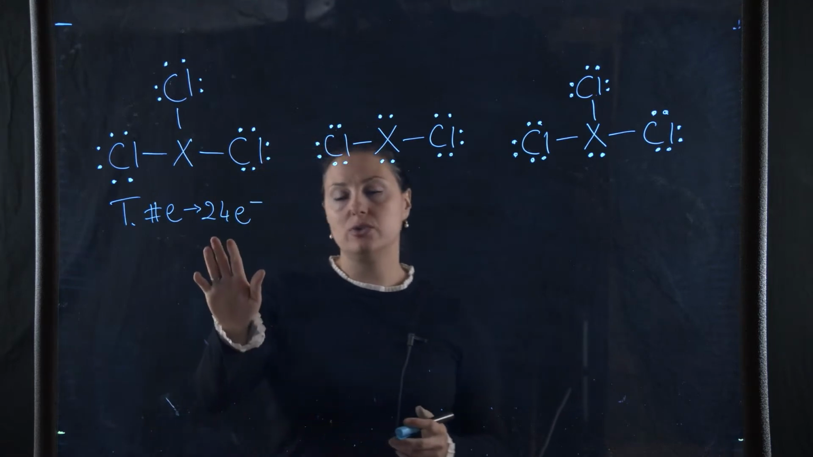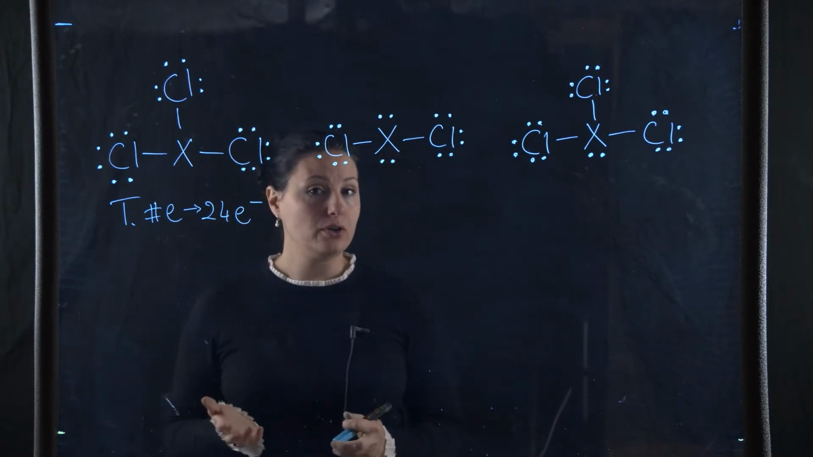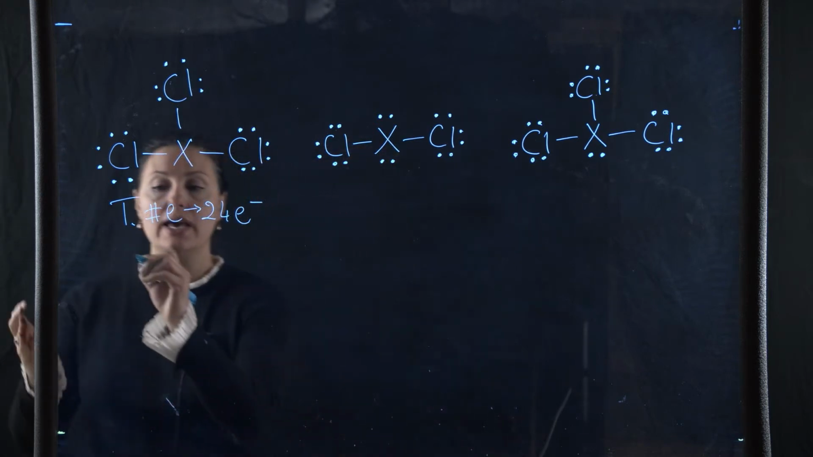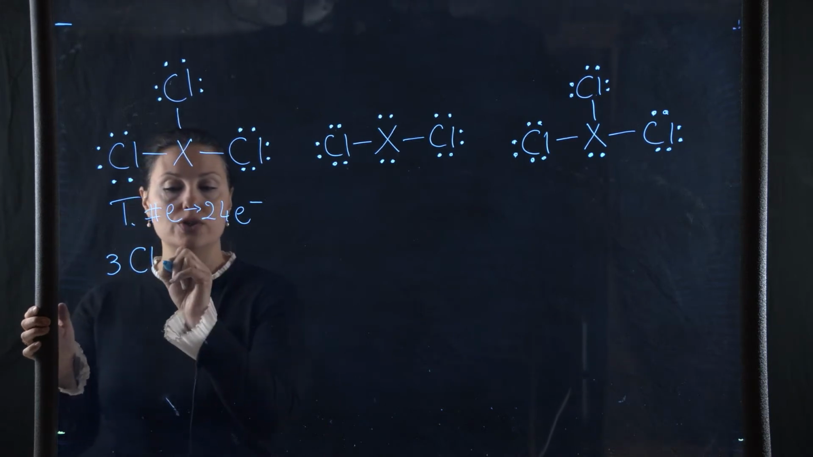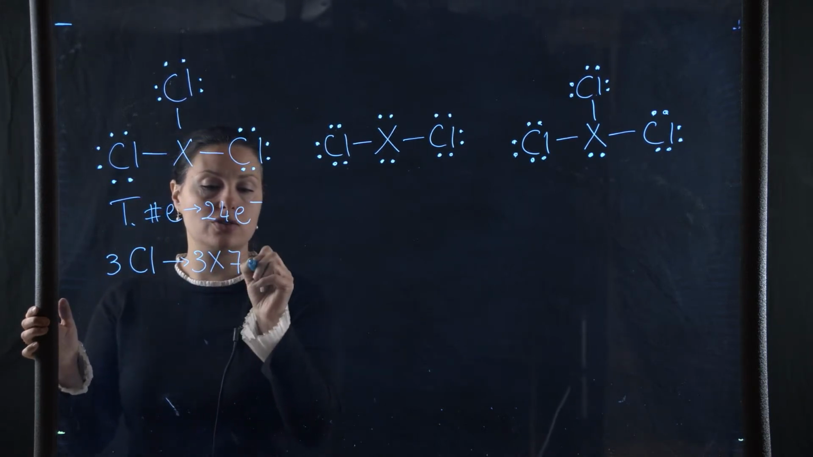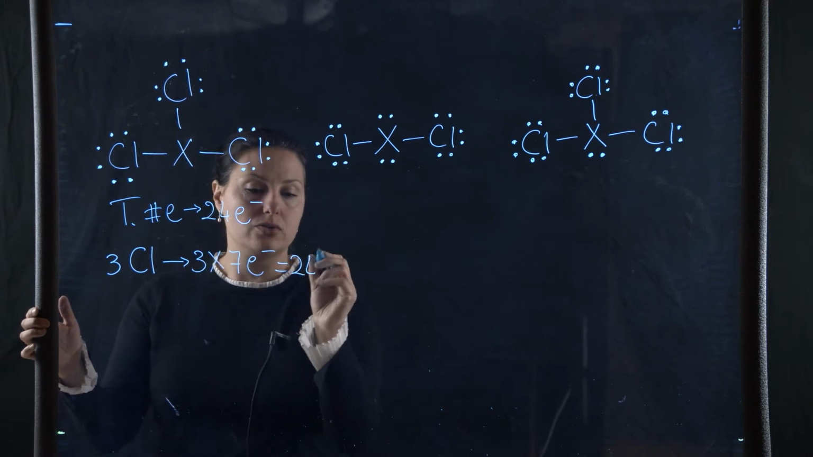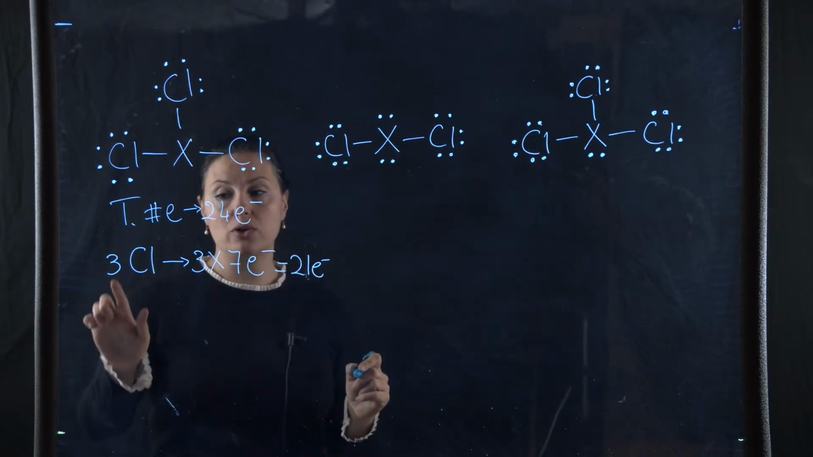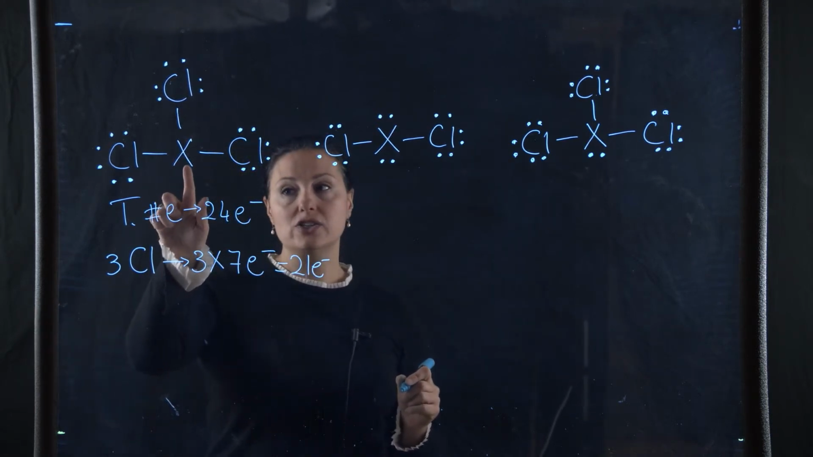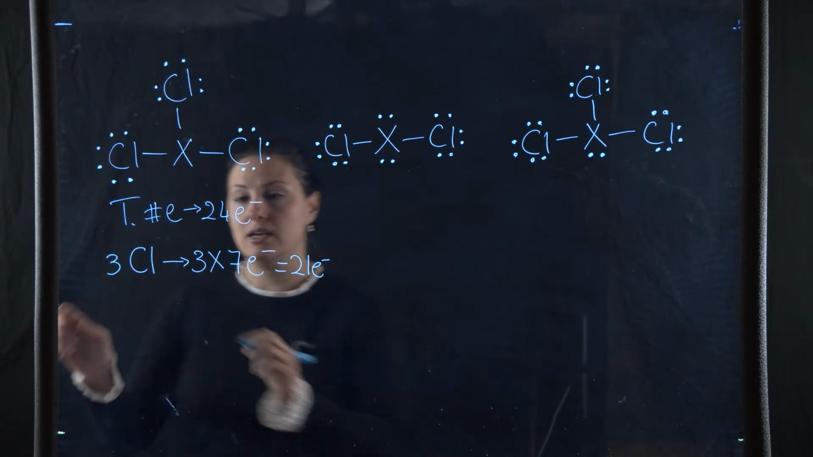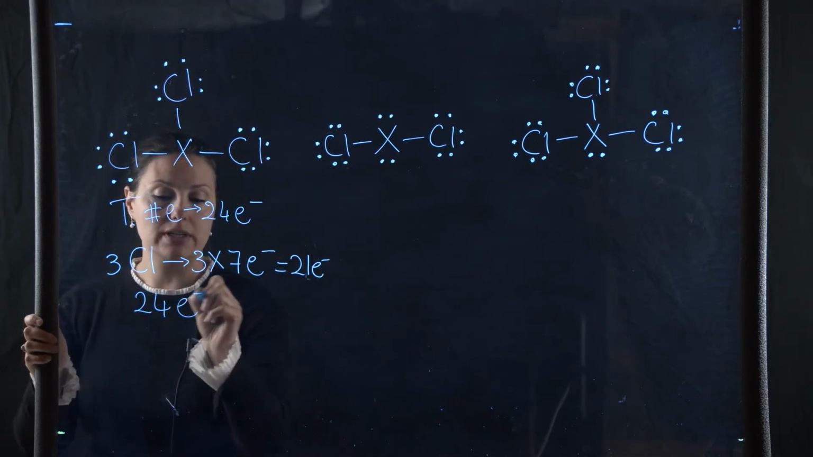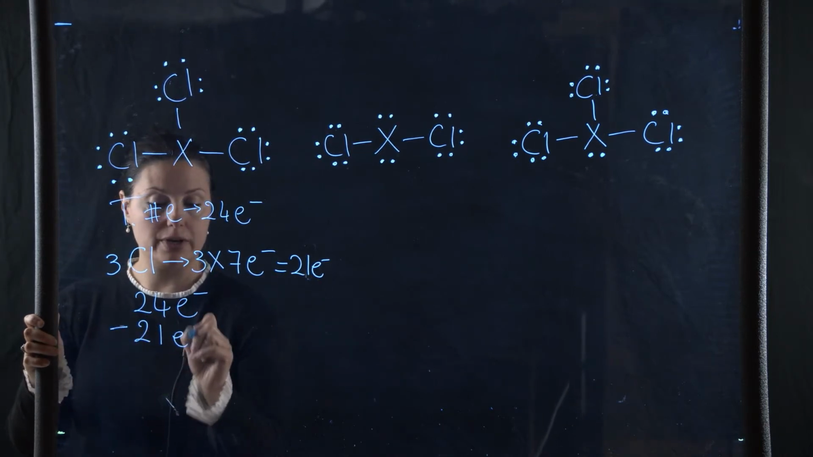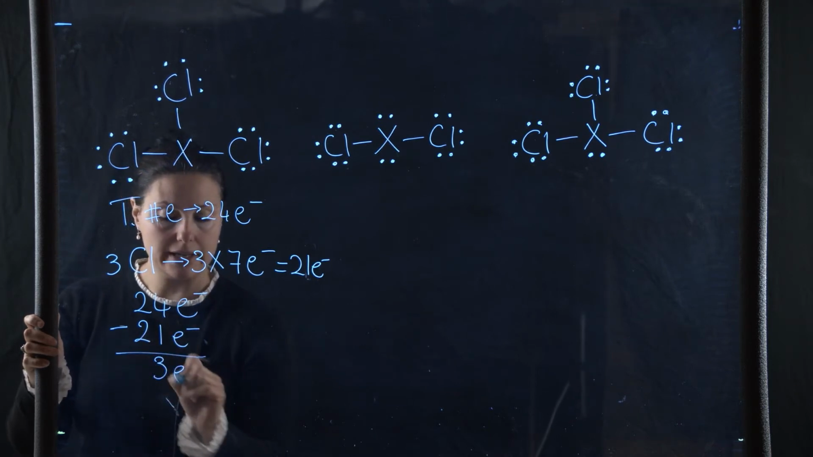Okay, out of these 24 electrons, how many do all the chlorines contribute? Well, I know that chlorine contributes 7 valence electrons, and I have 3 chlorines which contribute 7 electrons each, and it gives me 21 electrons that come only from the chlorine. That means that the electrons that come from the element X have to be 24 electrons minus the 21 electrons that come from the chlorine, which is 3 electrons.